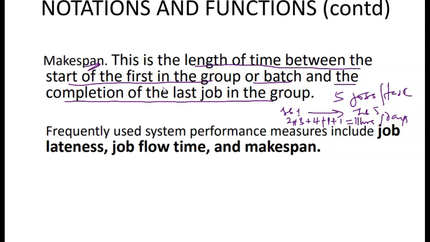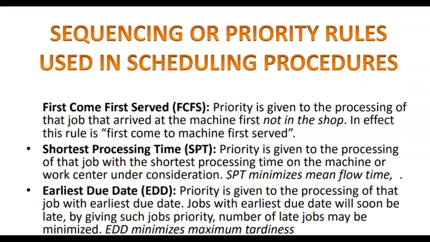The length, you can see the length from job 1 to the last job. If you have 10 jobs, when did you finish the 10th one? So that is what makespan is talking about. Now that we are done with the notations and the functions, let's go and look at an example. Before we look at the example, there's need for us to also look at the priority of sequencing a job. The priority of doing a job, sequencing or priority rules used in scheduling procedures.